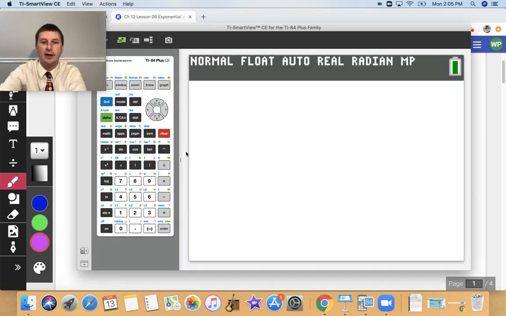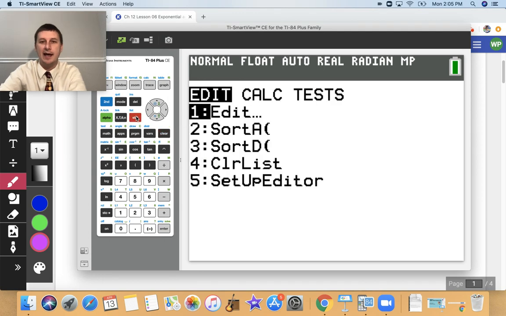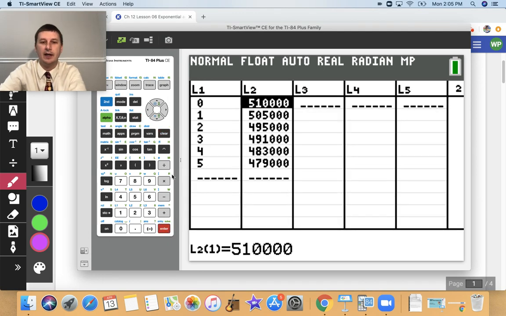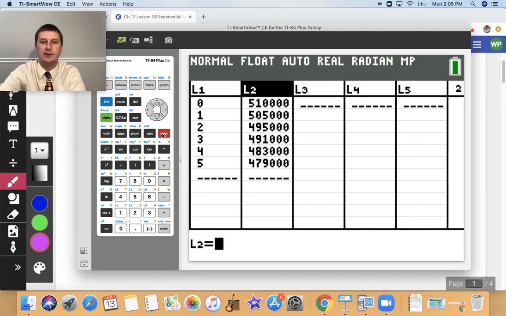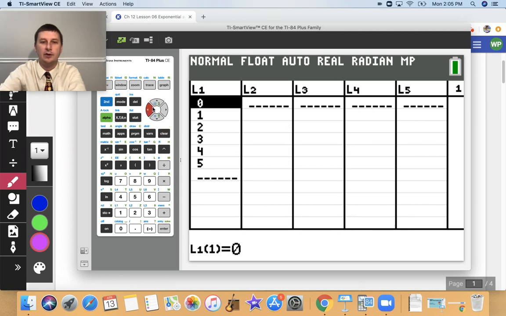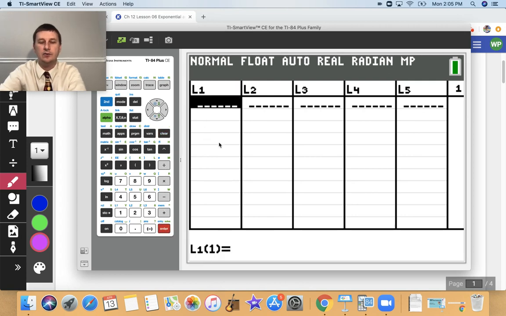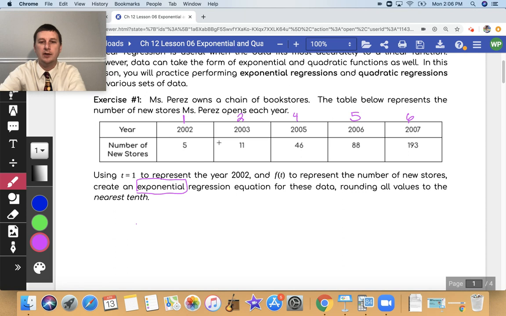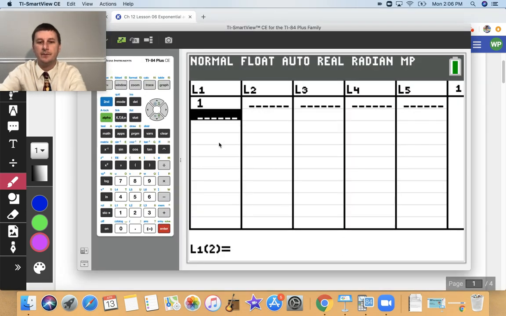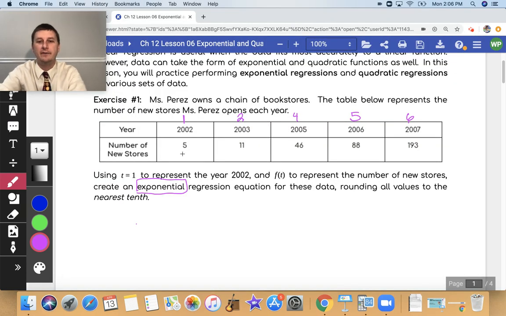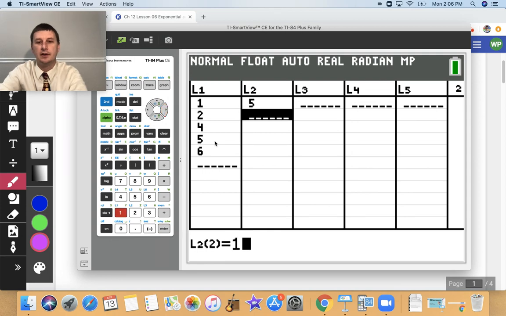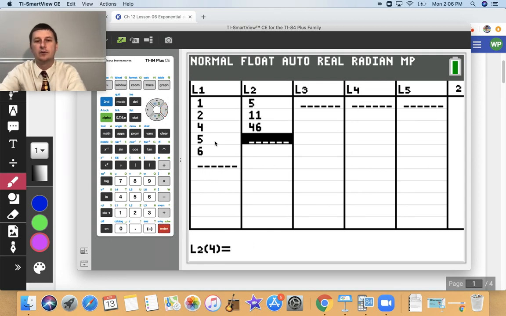So now we're going to need our graphing calculators. We're going to go to Stat and then press Enter for Edit and clear out anything you have in those lists. Again, Clear, Enter will clear out those lists for you, and you'll be ready to put in your own data values. So in list 1, we're going to put in 1, 2, 4, 5, 6. And in list 2 over here, we're going to put in 5, 11, 46, 88, and 193.